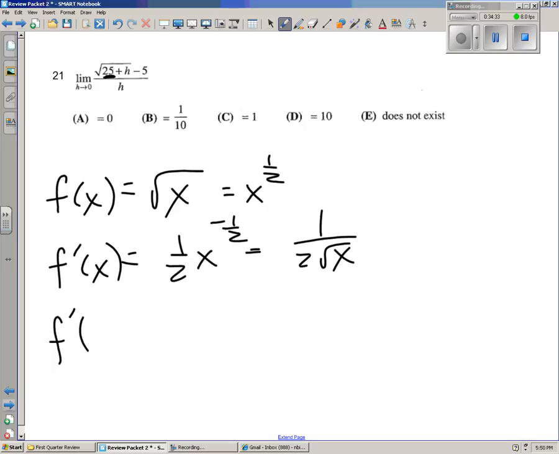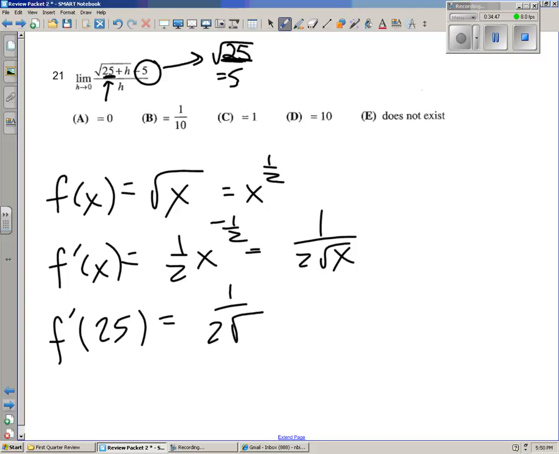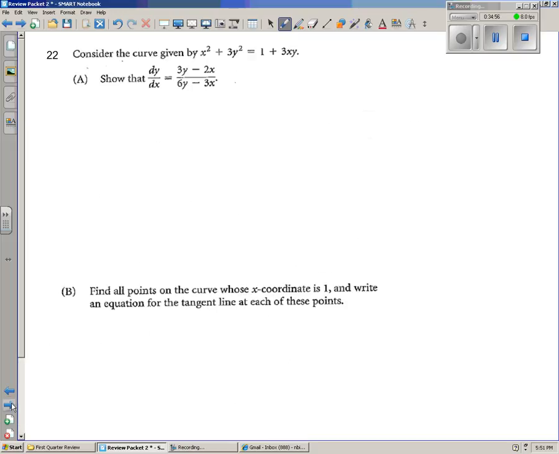25. Careful, the number we're plugging into the function is 25. So we've got to remember, this comes from the square root of x. This comes from the square root of 25, which is 5, but the x value is actually 25. So we have f prime at 25, which is 1 over 2 radical 25, which is 1 over 2 times 5, which is 1 over 10. Choice B.